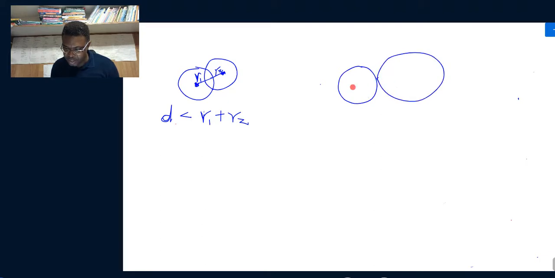Okay, what if these circles just touch each other? No overlapping, but just touching each other. So you have R1 and you have R2. You have radius 2, right? You have a radius 2.